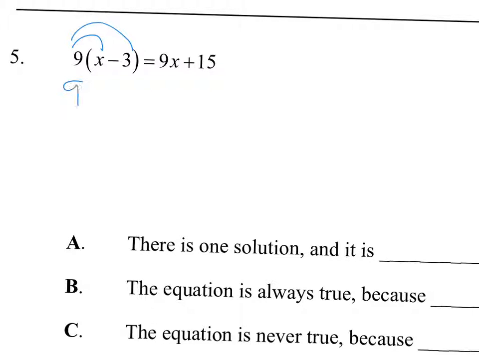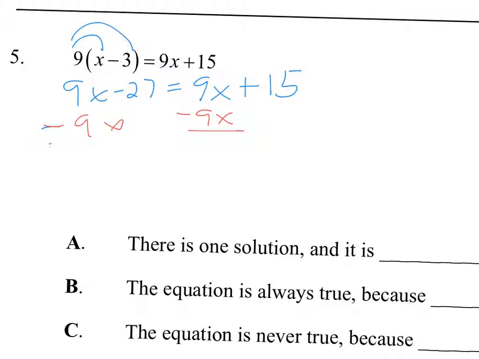And that gives me 9x minus 27 equals 9x plus 15. And immediately I see something interesting is going to happen because I've got this 9x and I have another 9x. So when I go to get the variable terms together, watch what happens. Switch to red. We'll subtract this 9x. And we end up with negative 27 equals 15 because the variables cancel out. Okay, well guess what? Negative 27 does not equal 15.